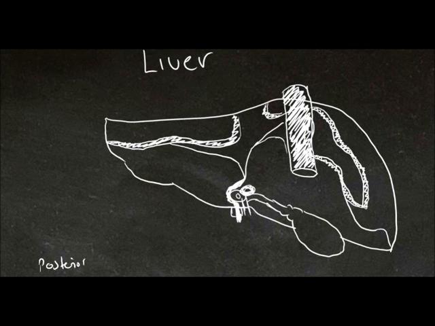We'll take a look at the lobes of the liver now. So on the front we saw the right and left lobe, and on the back we can see the other two lobes. This is the left lobe, and this is the right lobe. Then we have our two other lobes. We have our caudate lobe, and our quadrate lobe.